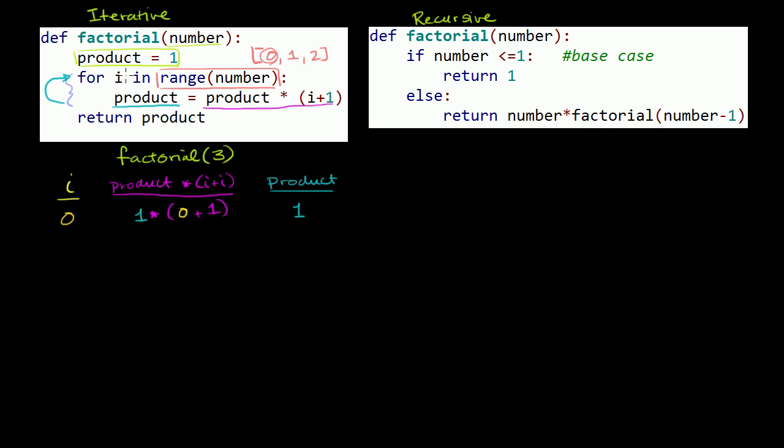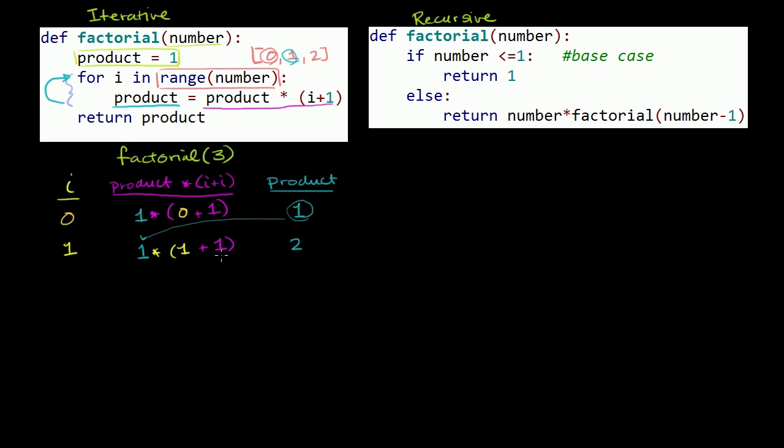We're going to iterate through the next iteration of our loop, I guess you could say. And now I is going to be assigned to 1. So now I is going to be 1. This expression over here, we're going to take our old product. So product is still 1. And it's going to be times I, which is now 1, plus 1. And what's this going to be equal to? Well, if you evaluate all of this, you get 1 times 2. So now the new value for product is 2 after our second pass through the loop.